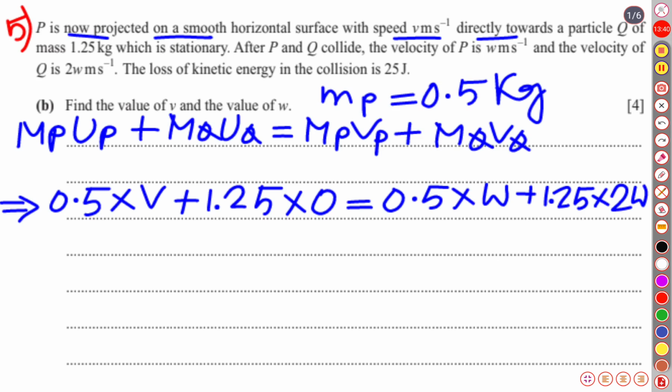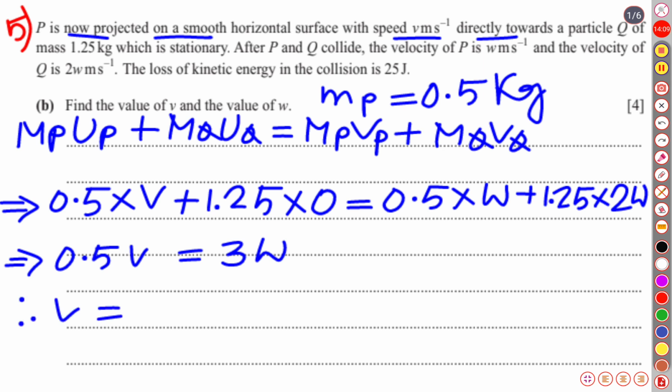If we simplify, it is going to be 0.5 b, 0.5 into velocity is equal to 0.5 and it is going to be 2.5, so that is going to be 3w. So first of all we express v in terms of w, hence v is going to be 6w meter per second.